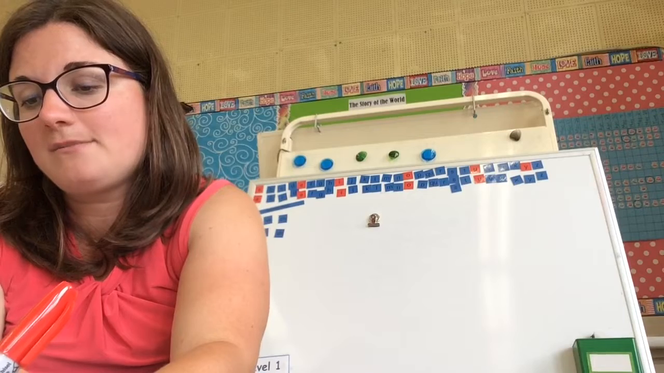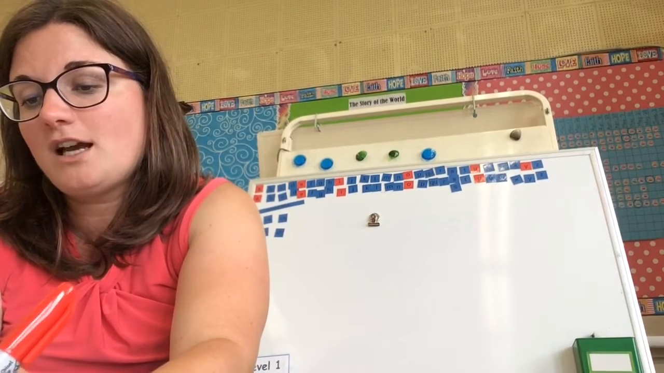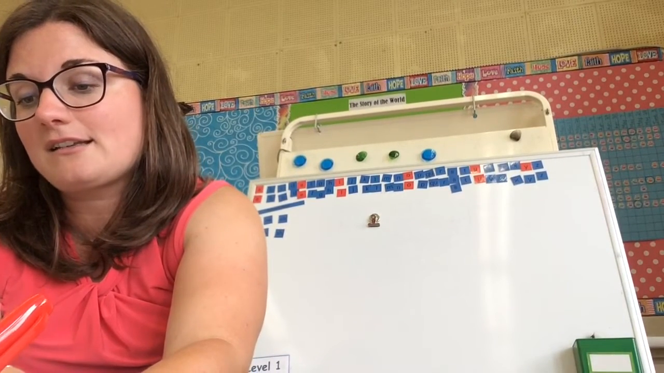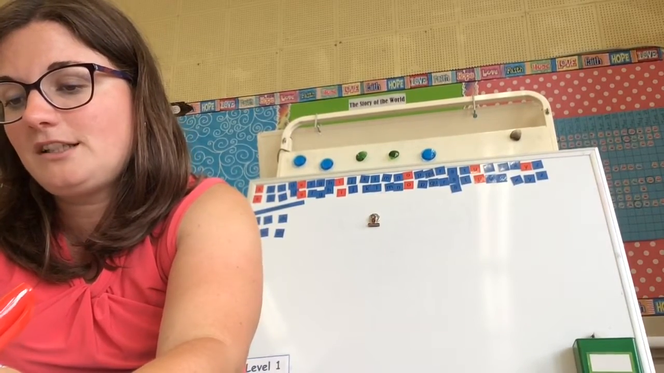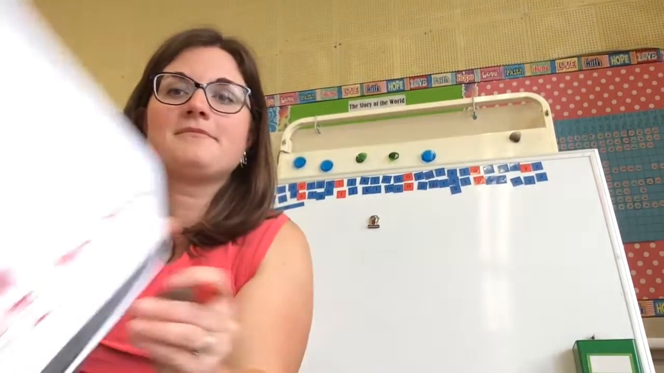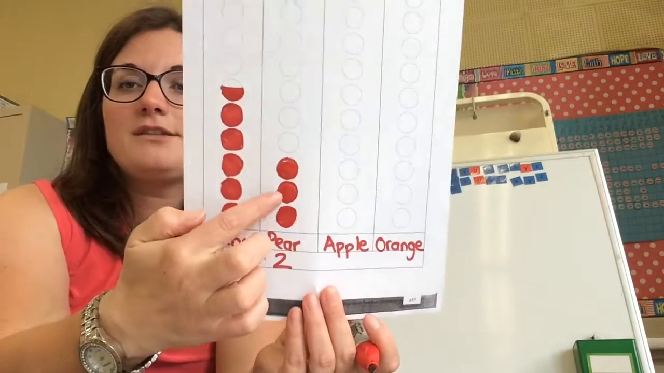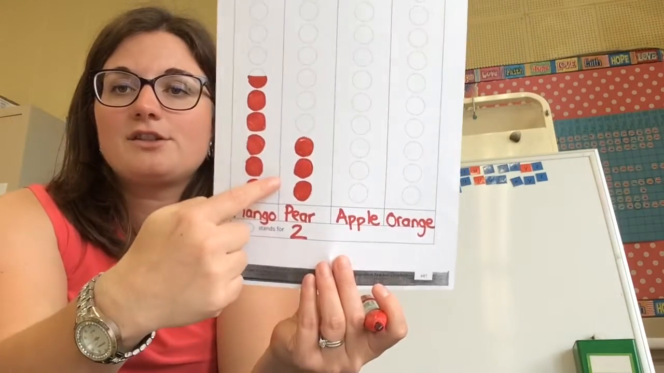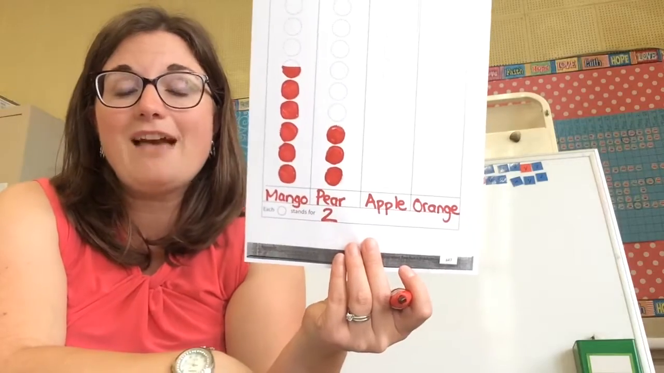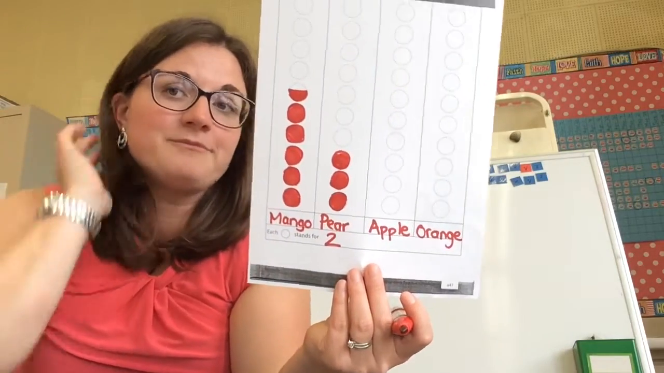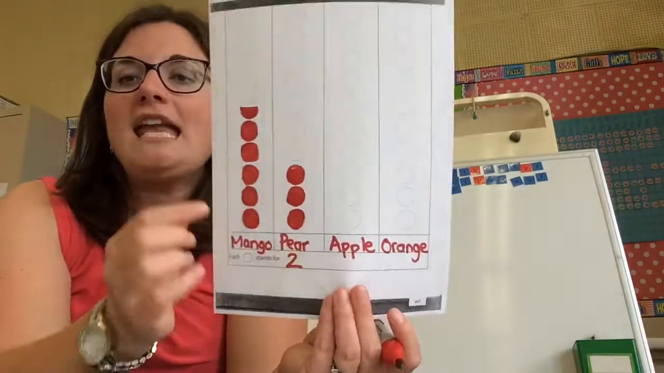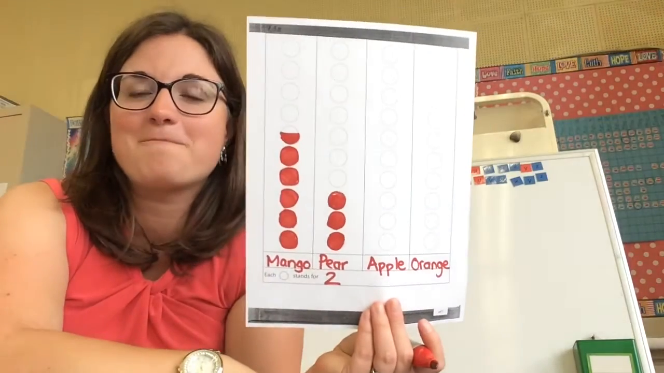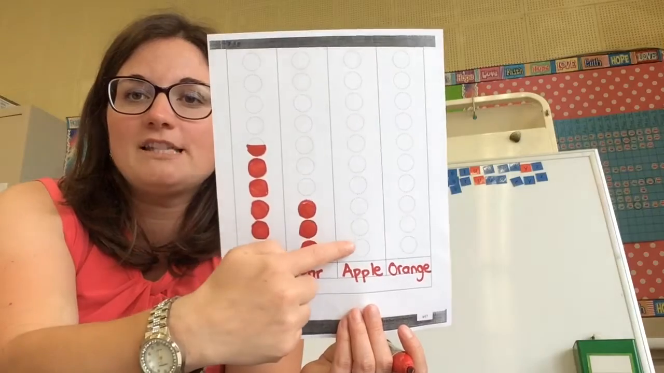If you remember your times tables, 2 times 3 gives us 6. So we're going to color in 3 circles here to show us. Okay? So there we've got our 3 circles for our 6 pears. 2, 4, 6. Then we have apples. How many apples do we have? 8 apples. Okay, so if we have 8 apples, how many circles do we need to color in?